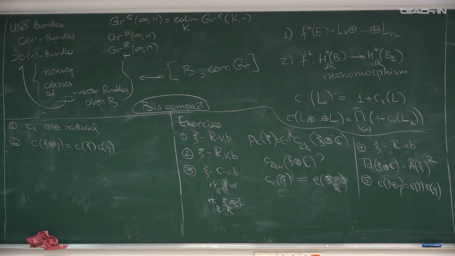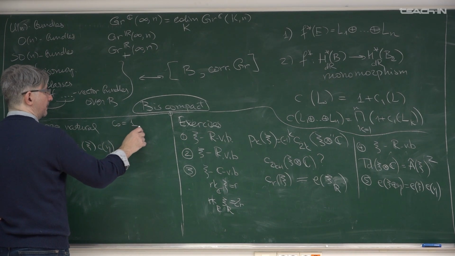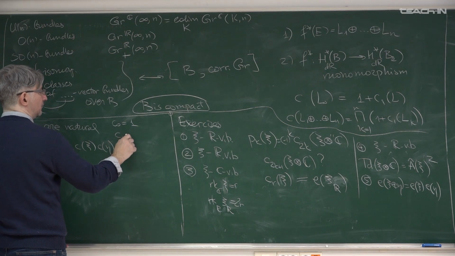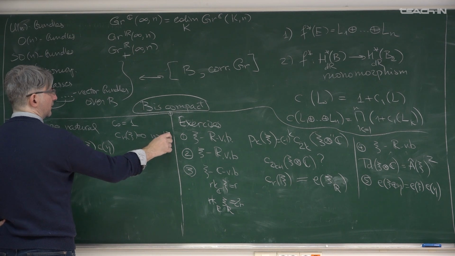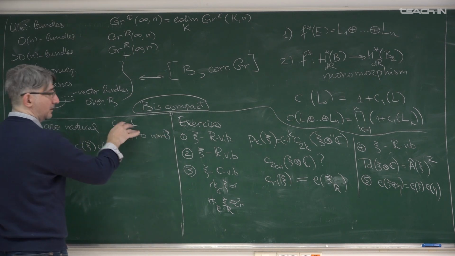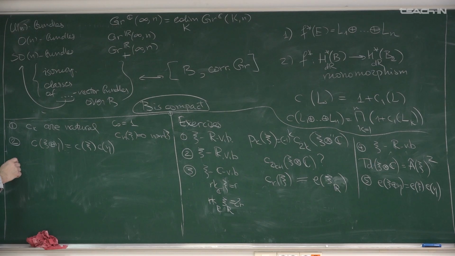Well, were there some other axioms? There was the axiom of dimension, yes, so C0 is 1, and Cn of psi is 0 for n greater than the rank of psi. It's a kind of normalization. This is normalization.